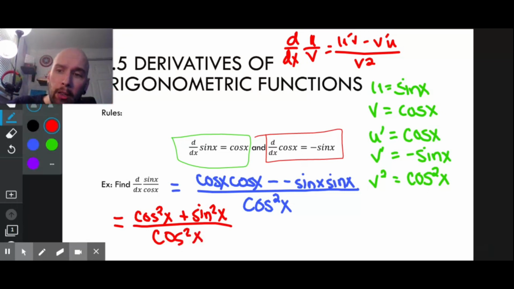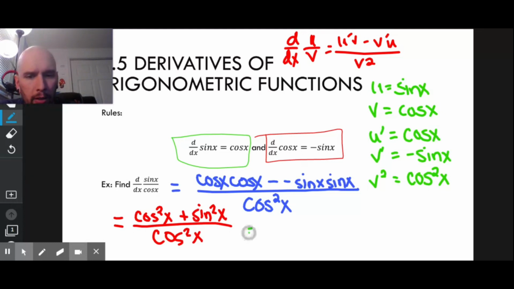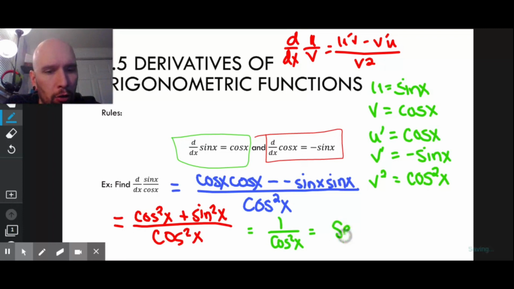Now, you learned back in trig or from a video that you watched for the pre-calculus stuff that I did that there is a trigonometric identity. Sine squared x plus cosine squared x is 1. So on the top, I have sine squared x plus cos squared x. That just becomes 1. One over cos squared x, and you also learned that if I have 1 over cosine, that's the same as secant. So 1 over cosine squared is going to be secant squared x.